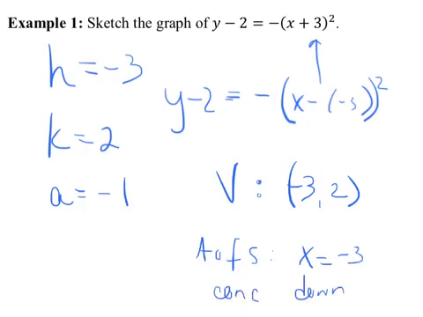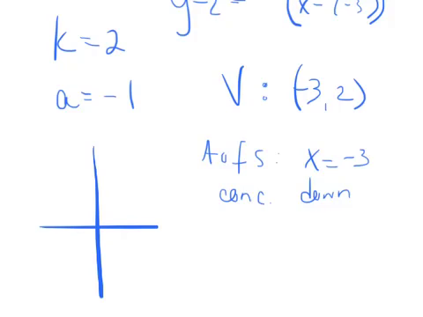Now, that doesn't really give me enough information to graph this. It just tells me a general idea. So I know the general shape will look like this. The vertex at negative 3, 2 is over here. 1, 2, 3, up 2. And it's definitely going to be concave down. And what we're going to do next week is talk about finding the intercepts and stuff.